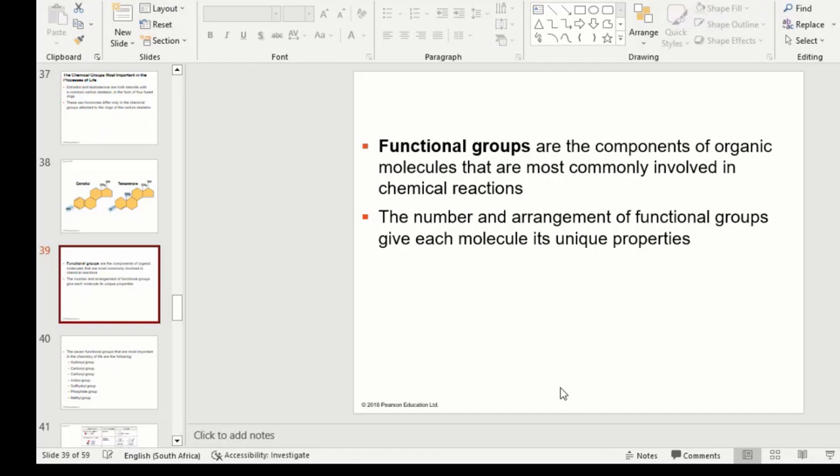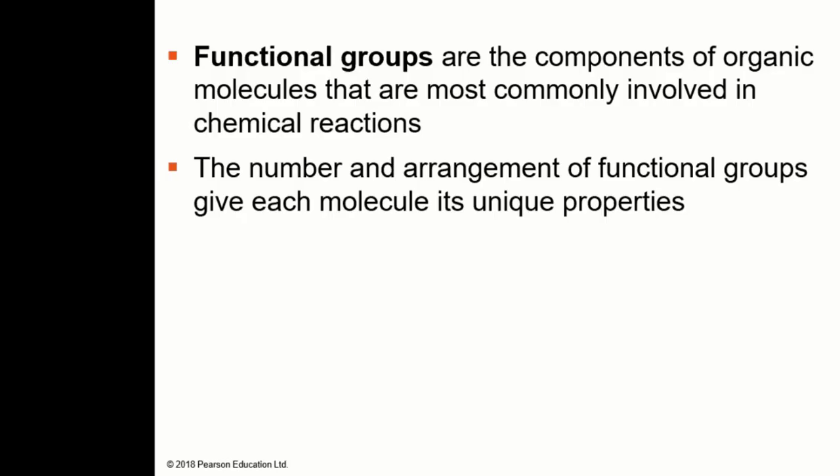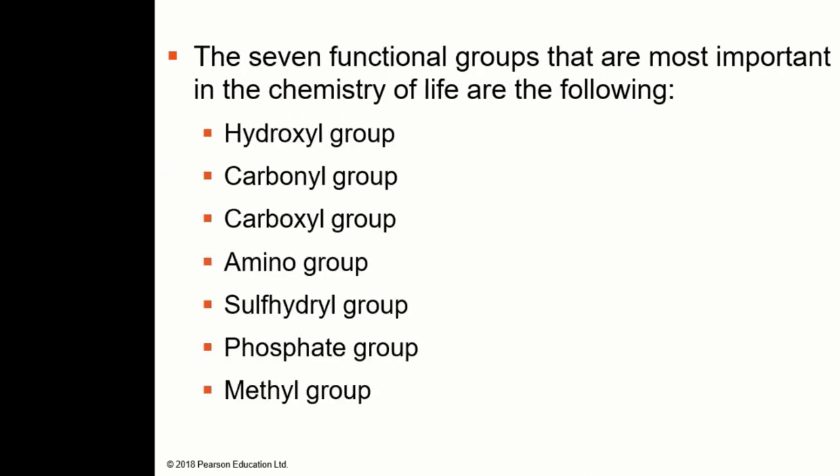They are most commonly involved in the chemical reactions which these components belong to, and the number and arrangement of functional groups give each molecule a unique property, which is more or less like a barcode, if you want to evaluate the arrangement or the number of those functional groups which are there.